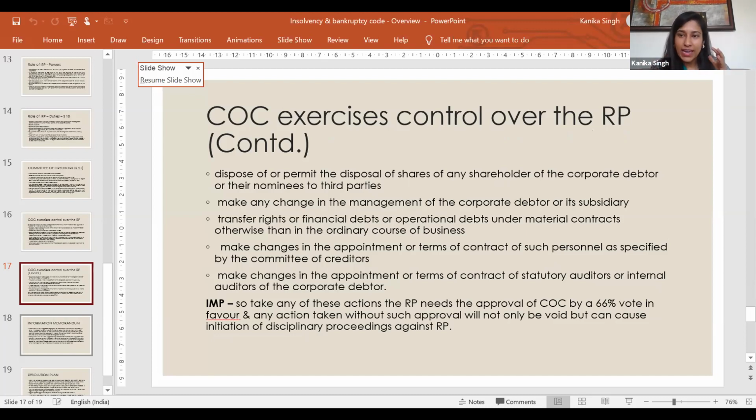Now we come to virtually the end of this whole process, which is the information memorandum. Can we have the next slide?